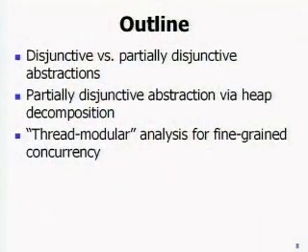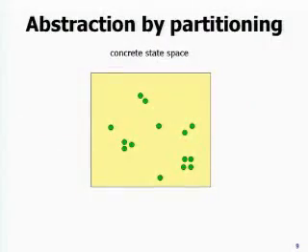Okay, so in the rest of the talk, first I'll show you some examples of disjunctive and partially disjunctive abstractions. Then I will go on to introduce the concept of heap decomposition. I'll show you some examples and define it more precisely. Then I'll show you the application to creating a kind of thread-modular analysis for fine-grained concurrent programs. Okay, so let's start with some background.